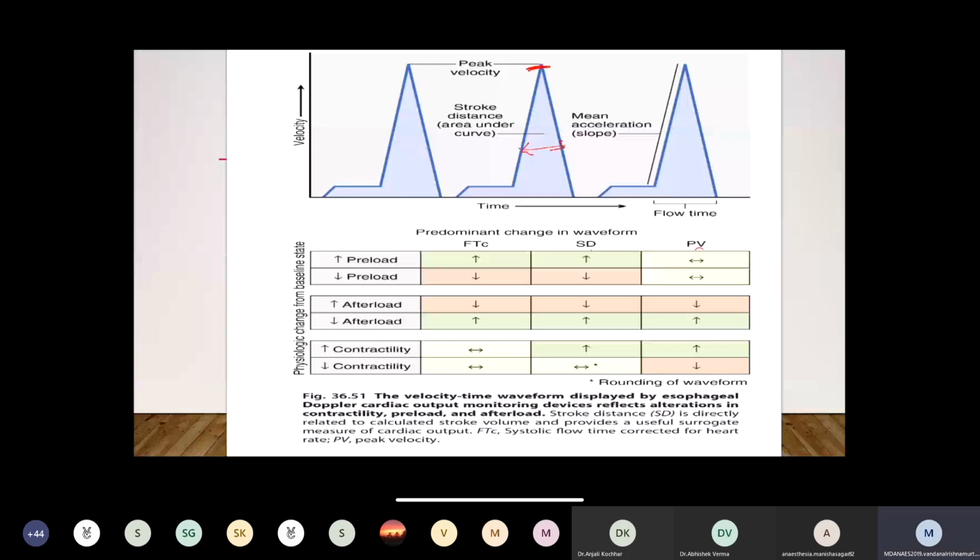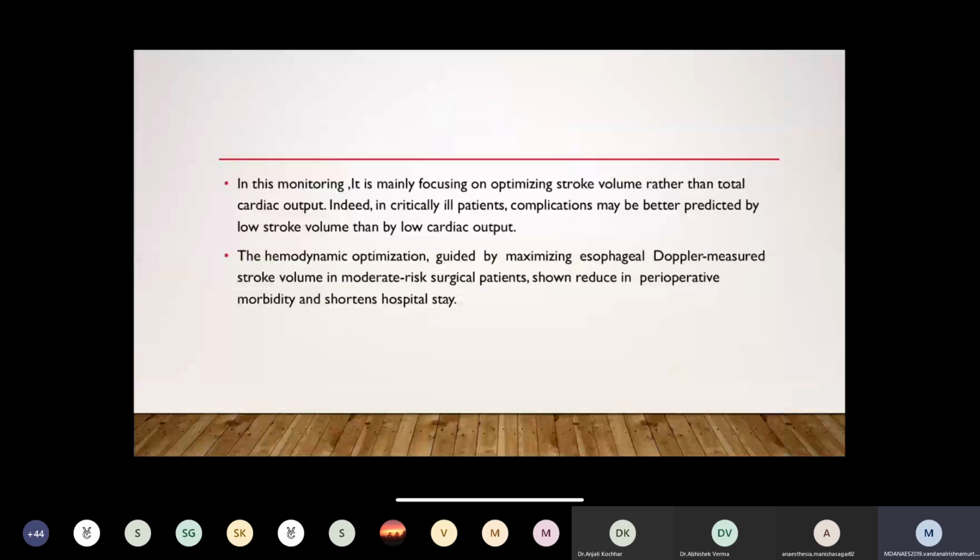This monitoring mainly focuses on optimizing the stroke volume rather than the total cardiac output. Indeed, in critically ill patients, complications may be better predicted by low stroke volume than by low cardiac output. Hemodynamic optimization guided by maximum esophageal Doppler measured stroke volume in moderate risk surgical patients was found to reduce perioperative morbidity and shorten the hospital stay. Advantages: its ease of use, minimal invasiveness, inherent safety, and limited experience is needed for clinical success, as little as 10 to 12 cases for accurate application of this technique.